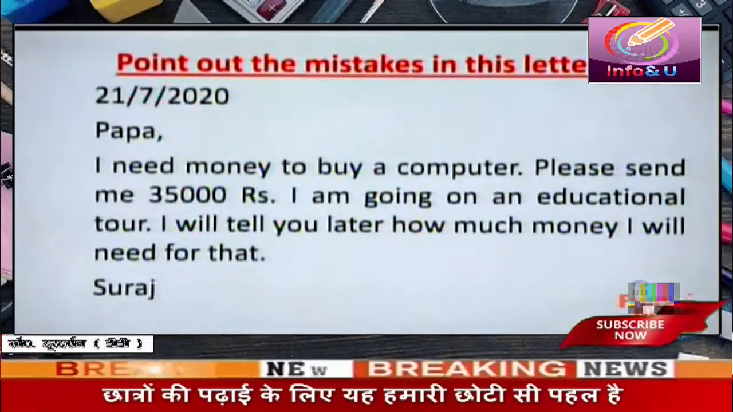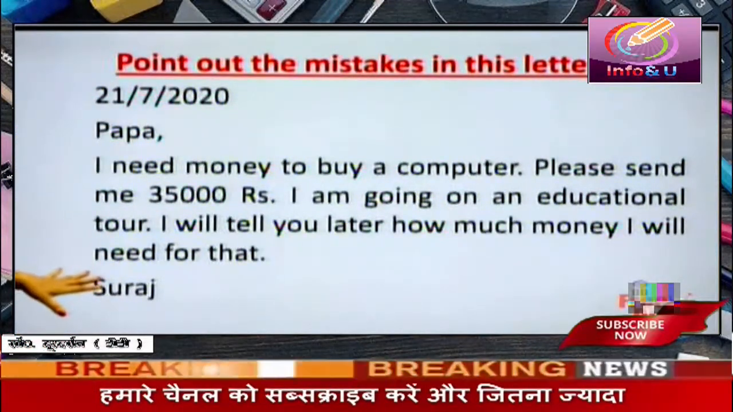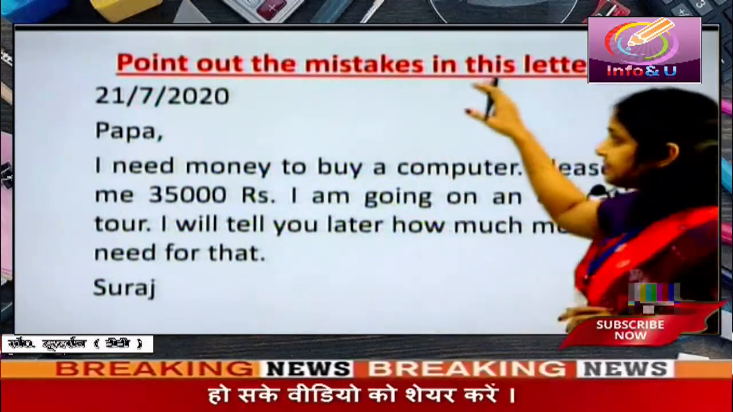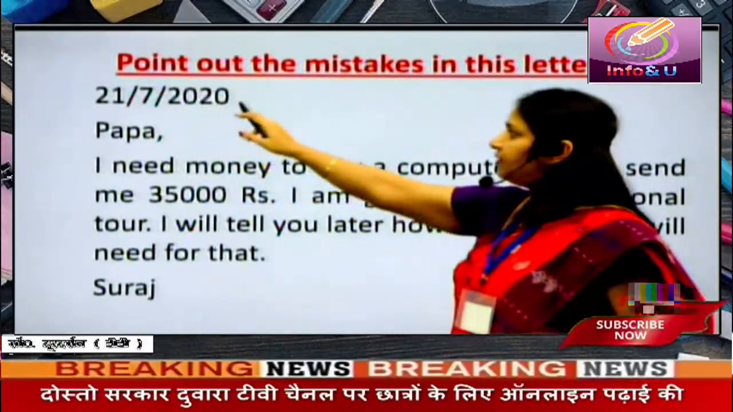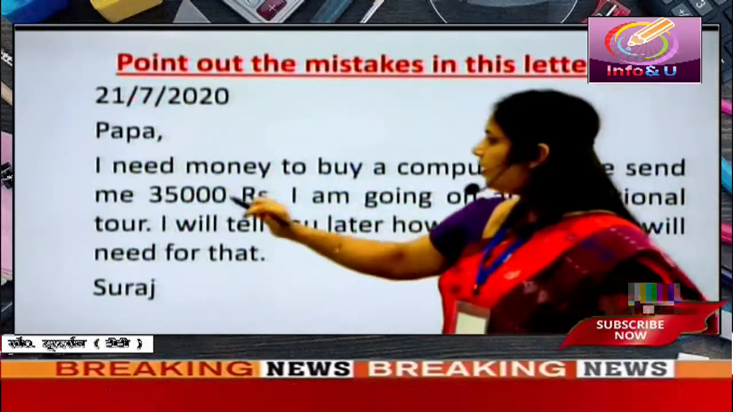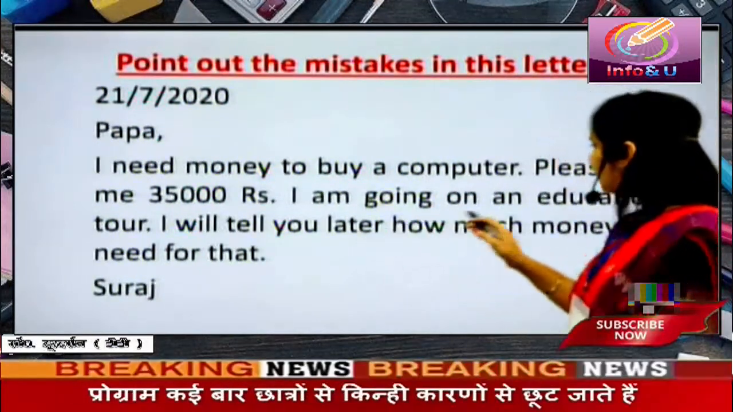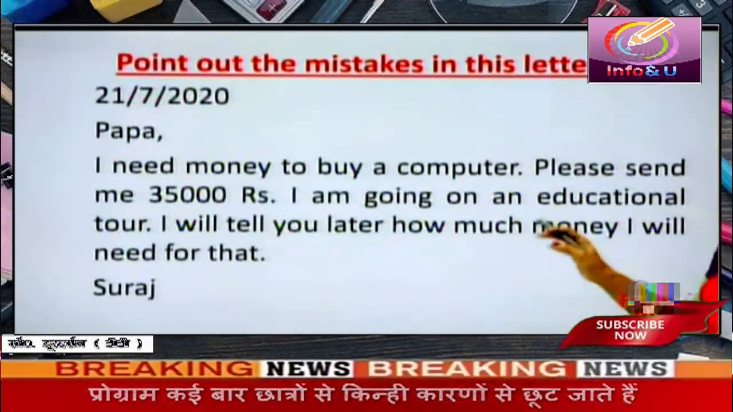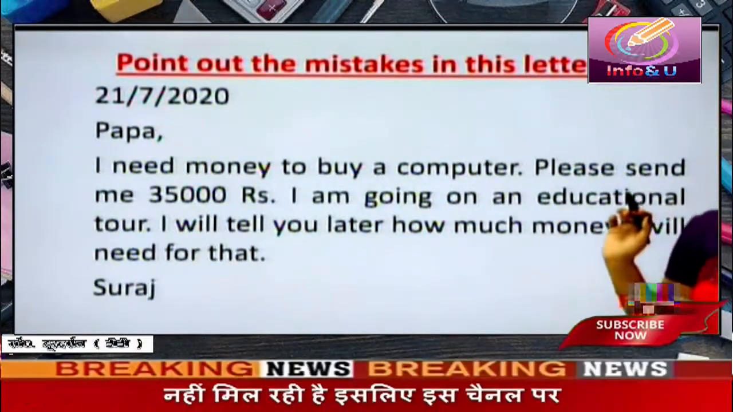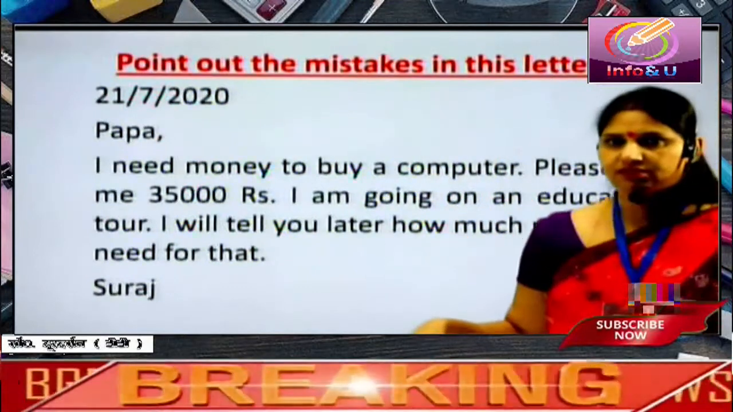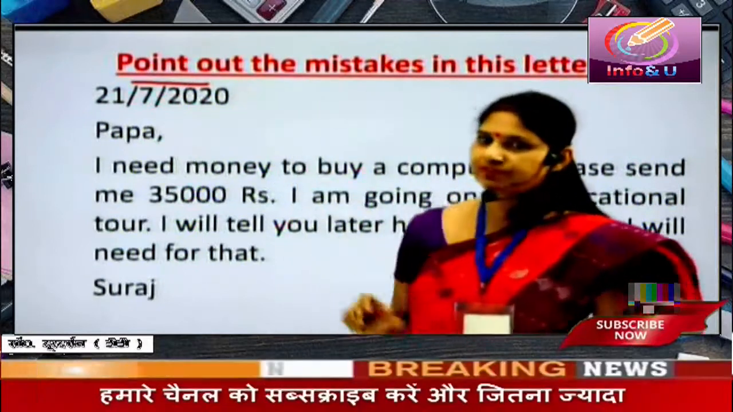Now let us proceed. Point out the mistakes in this letter. Here is a letter for you, an informal letter. Do you think it is written correctly? First thing the person writes is the date, 27/7/2020. Then he writes, "Papa, I need money to buy a computer. Please send me 35,000 rupees. I am going on an educational tour. I will tell you later how much money I will need for that. Suraj." Now what is the mistake? First thing, he has not written the sender's address, which is the first step.